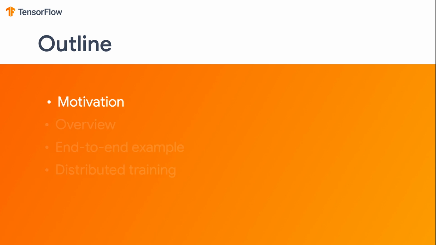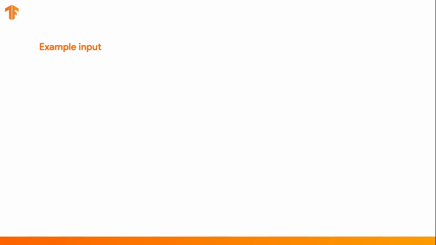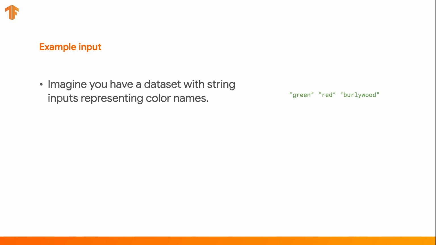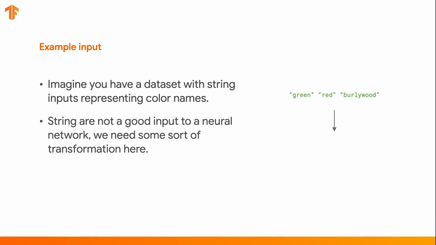So let's start with motivation. What's the problem that we're trying to solve with Keras preprocessing layers? And I think the best way to really dig into it is to start with an example. So let's imagine you have already collected some sort of data set where every input example has a string representing some sort of color name. And you can immediately know strings are not a good input to a neural network. So you're going to need to do some sort of transformation of your color names before you're feeding them into the trainable part of your model. And you need to figure out how to represent your data.